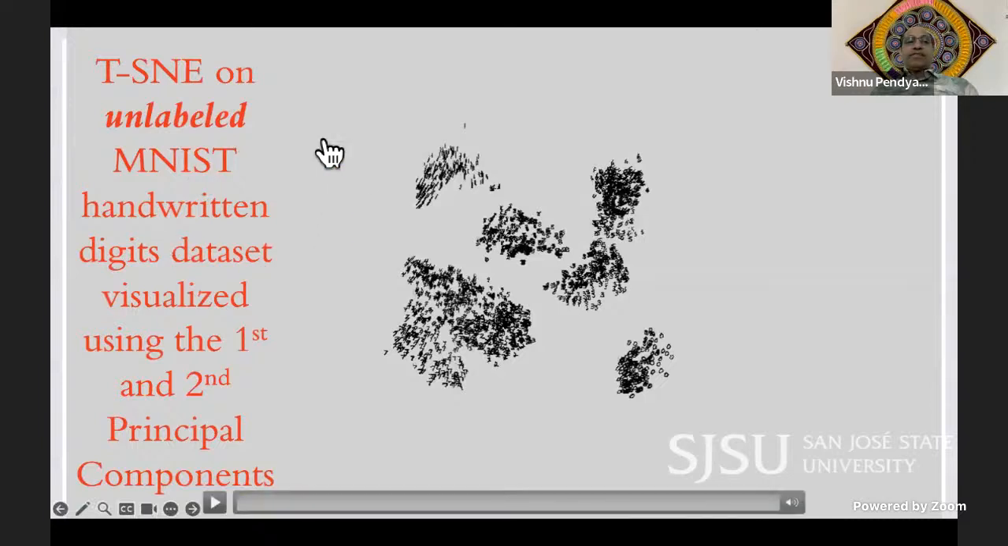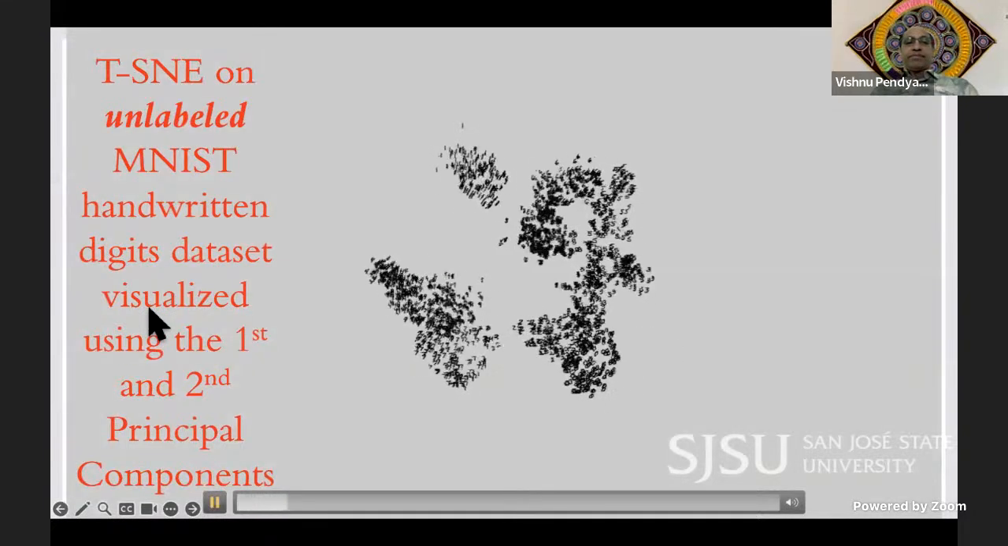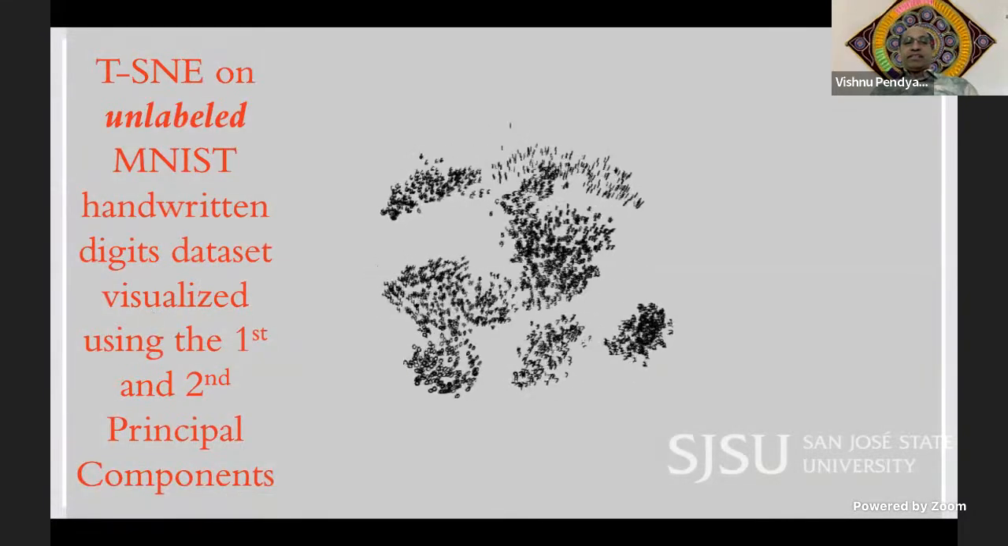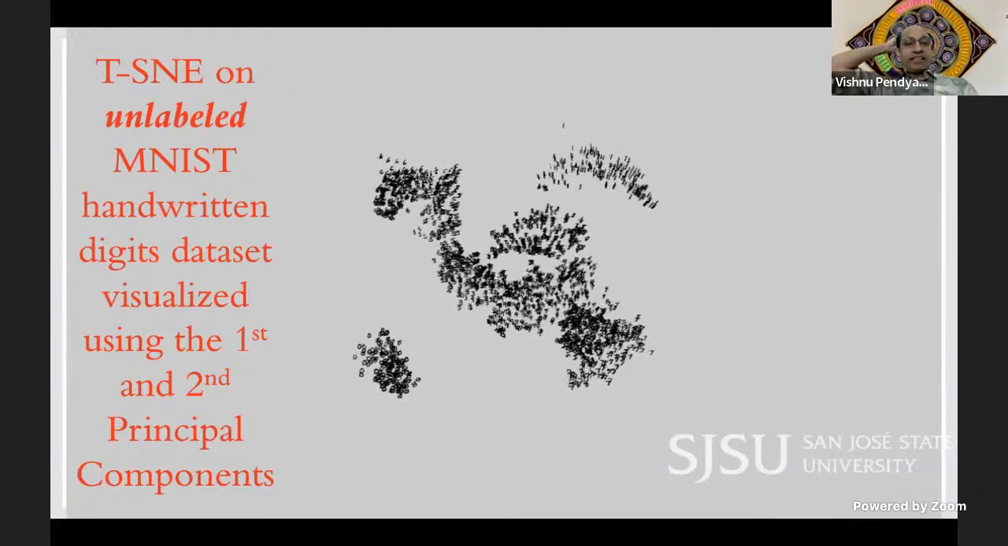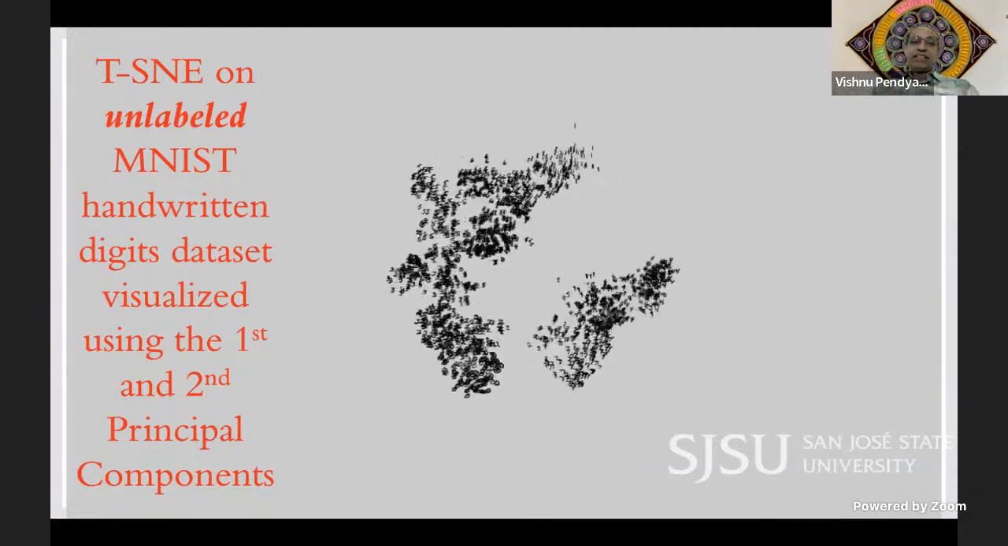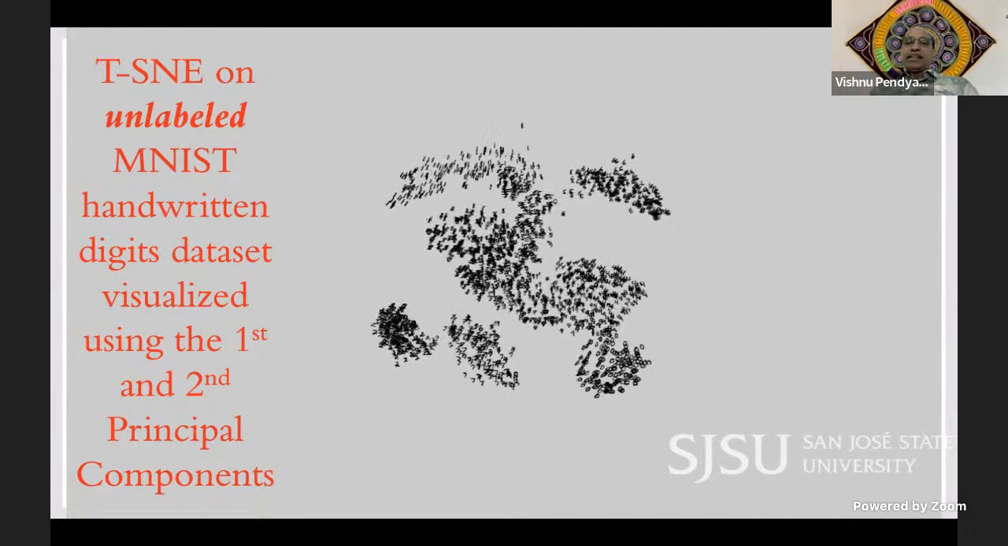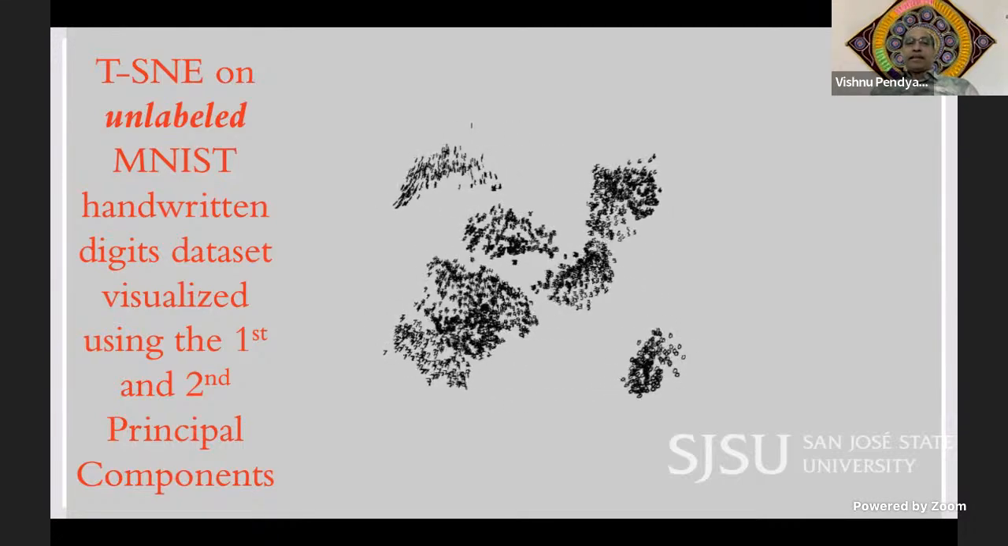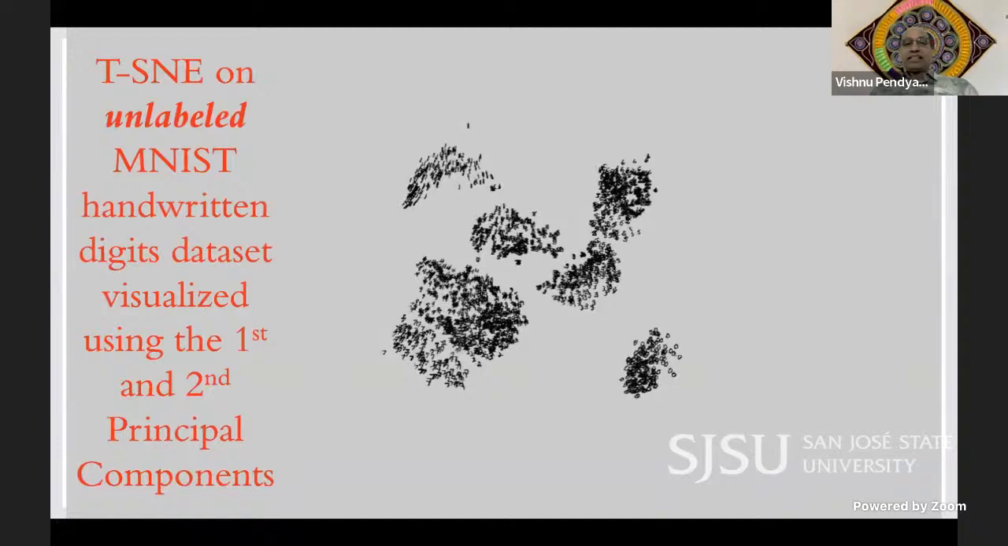If you remove all the labels from the MNIST dataset, it will still perform well. As you can see, t-SNE performs really well even when it is unlabeled. Anyway, labels don't matter for the dimensionality reduction.